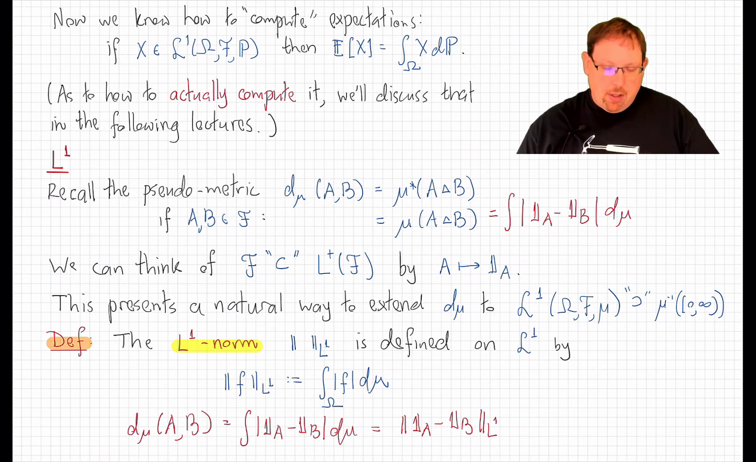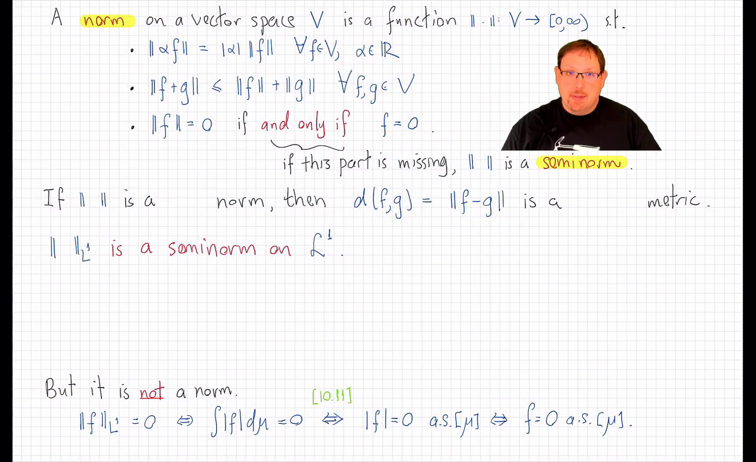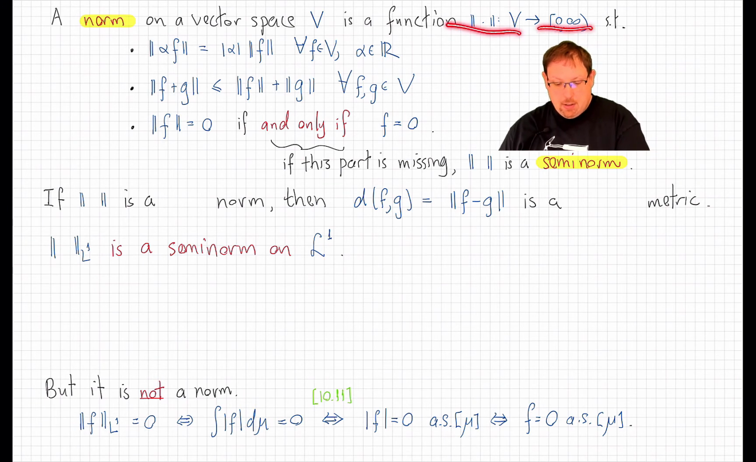But why am I calling it a pseudometric instead of a metric? In fact, it's not a metric. In general, it's only a pseudometric. And in fact, the L1 norm, the way that we've constructed it here, is not a norm. It is only a seminorm. Let's remind ourselves of the definition. If I have an arbitrary vector space V, a norm on that vector space is a function from the vector space into the non-negative real numbers that satisfies these properties.